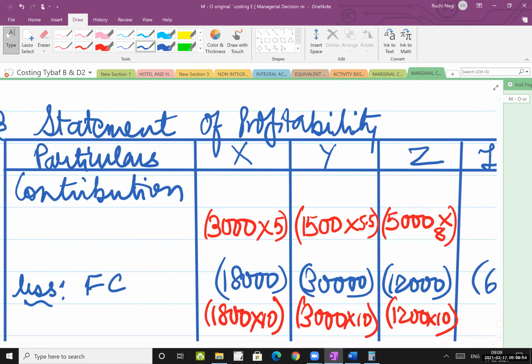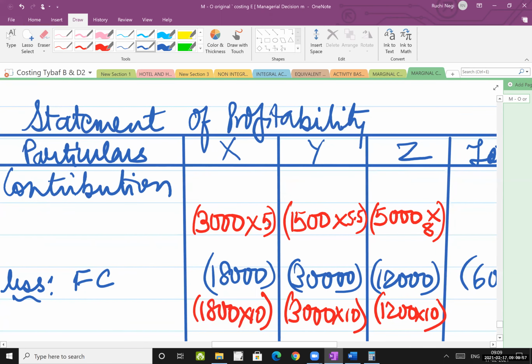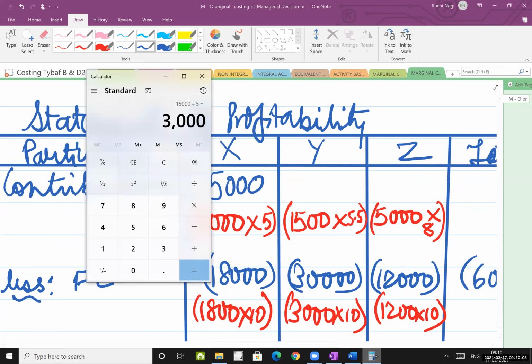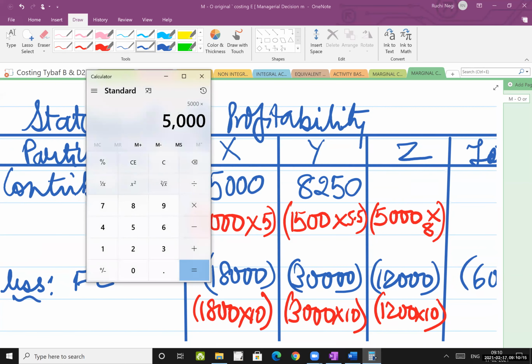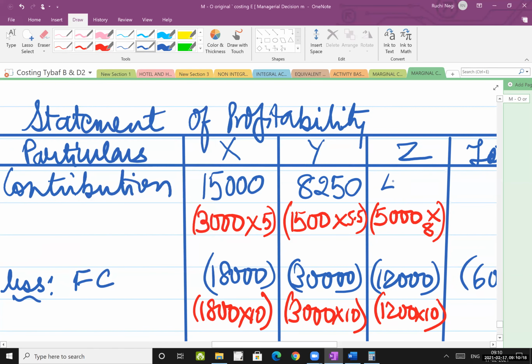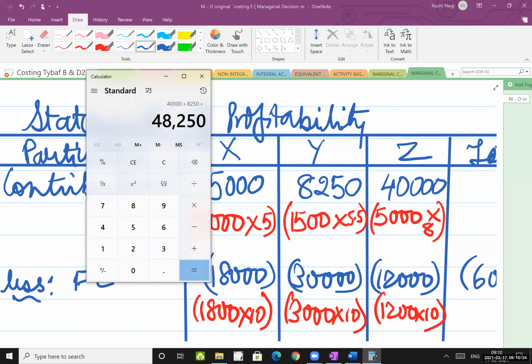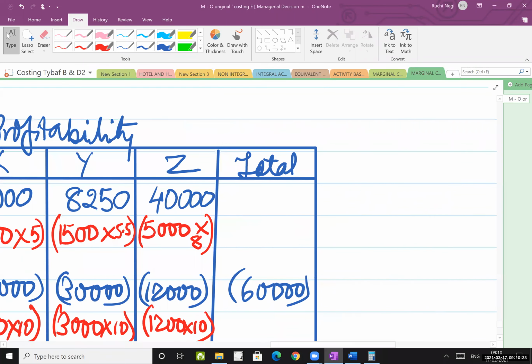Okay, so 3000 into 5 rupees is 15,000. 1500 into 5.5 is 8250, and 5000 into 8 is 40,000. Total it: 40,000 plus 8250 plus 15,000. 63,250. Write it here, 63,250.